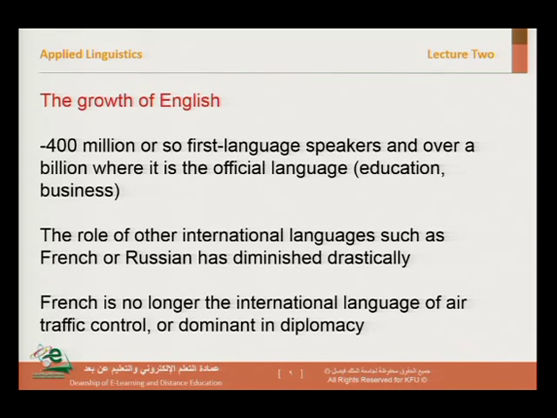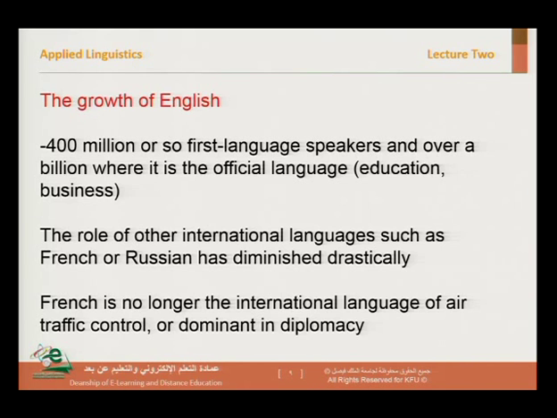Why? You will see now why. And over 1 billion where it is the official language of education, business, the internet, the language of trade, and also the language of science now. Most of the papers and journals published around the world are published in English. The role of other international languages, such as French or Russian, has diminished drastically. English is growing and these languages are declining.